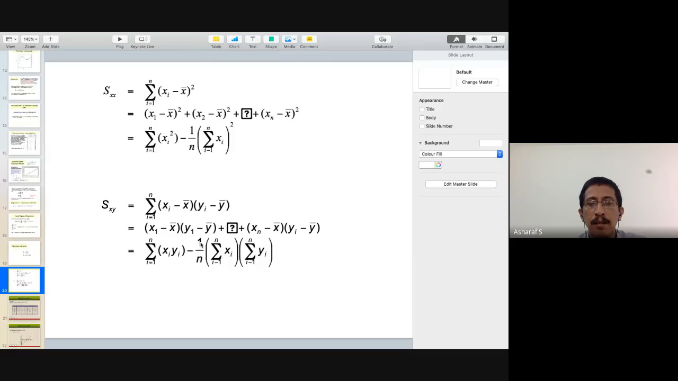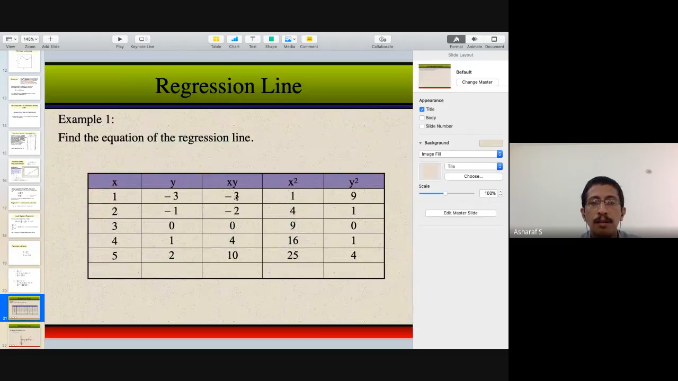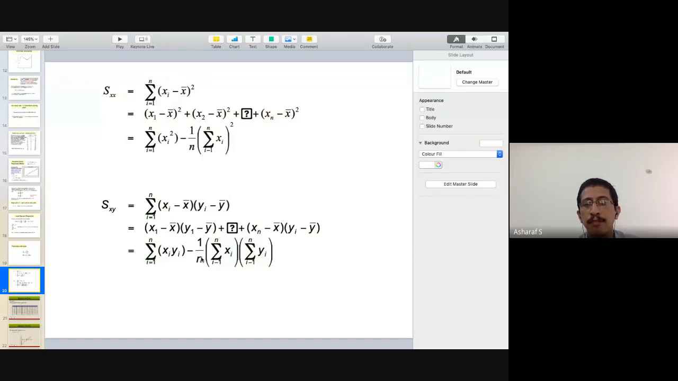This term will be 1 by n, 1 by 5 into 15 into minus 1. So that will be that kind of xi, yi pairs. If you add it up, you have 14 plus minus 5, so you get 9 here. So this term will be 9 minus 1 by 5 into 15 into minus 1.